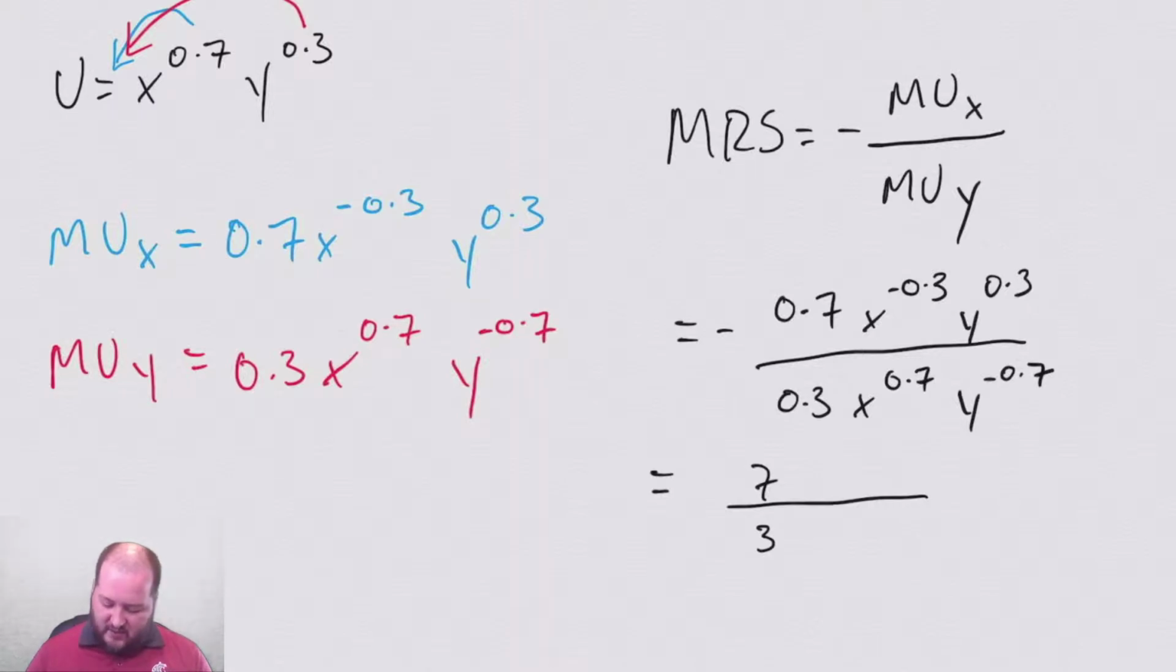Now let's take a look at the second term. I have X to the negative 0.3 divided by X to the 0.7. When we divide exponents, we just subtract the exponents from one another.